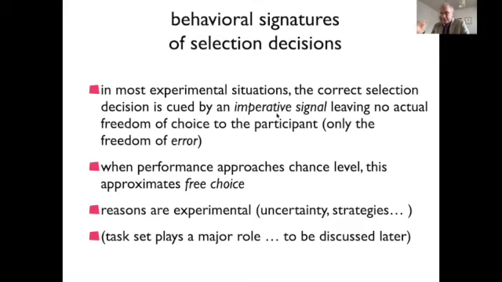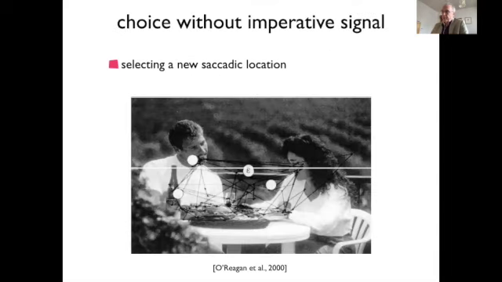And I'll discuss later actually the task set, so how things are distributed and what kind of expectations you have about an upcoming task do play a major role in these kind of studies. And I'll be just in the second half of this, I will be discussing that in detail. There are a few cases in which one can study choice without an imperative signal, and they're all based on things happening very fast or very automatically, so that you don't really intervene. And I will elaborate here on the most prominent paradigm for that, which is selection of a saccadic location.